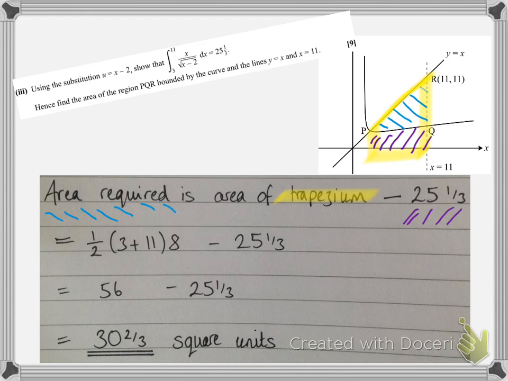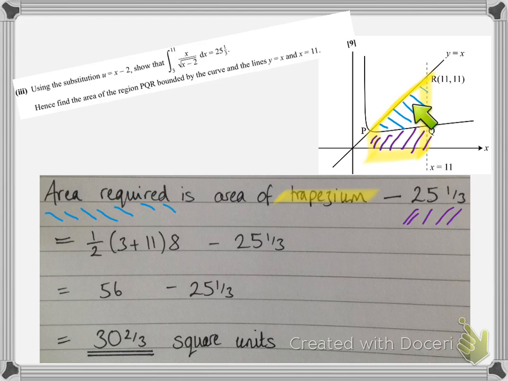And finally, in this question, we were asked to find the area of the region PQR bounded by the curve and the lines y equals x and x equals 11. So just take a moment to check that you can see where they're talking about. So PQR bounded by the curve, the line y equals x, and the line x equals 11. So that's the region that I've done with the blue shading here.